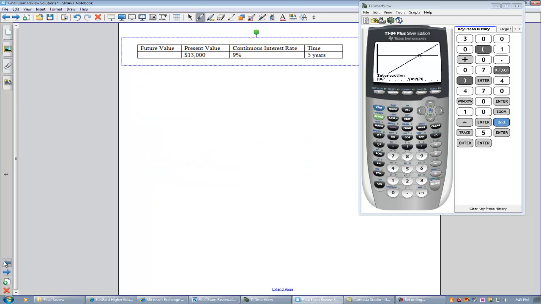The next table problem in the financial mathematics section has to do with future value, present value, continuous interest rate, and time. And so you can look at your formula sheet, and it'll tell you that the formula for the continuous interest formula is FV equals PV e to the IT, and then you just plug in accordingly. I don't know what FV is, so let's just leave it FV. Equals PV is 13,000, and I have e to the 9%, so I write 0.09, and then times 5.